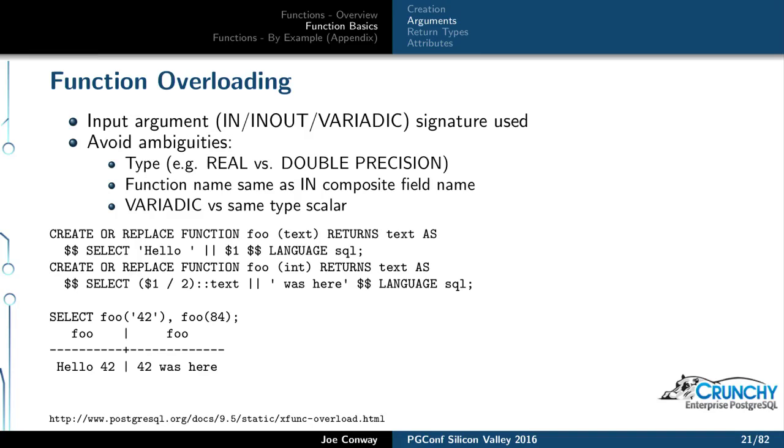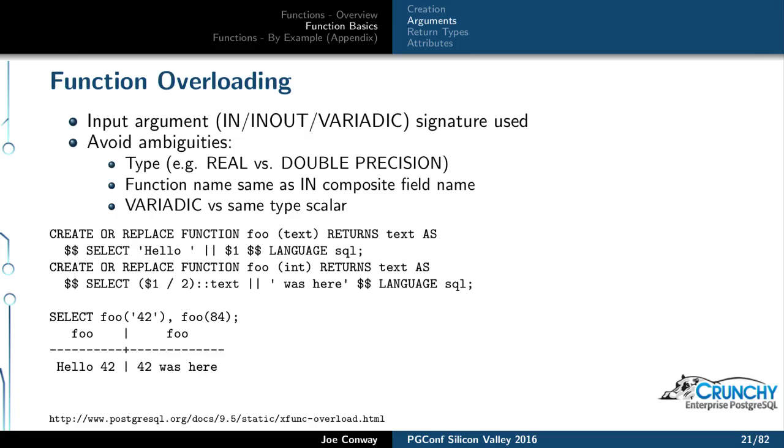Something important to consider here is you want to avoid putting your own ambiguities in when you're doing this. So if you're going to create overloaded functions, you wouldn't want to create one function that takes an argument of real and one that takes an argument of double precision. Because now when you call it at runtime with 3.14, is Postgres using double precision or is it using real, which is less precision? You can probably guess that it'll use real, but you don't know for sure. It's better just not to get into that kind of situation.